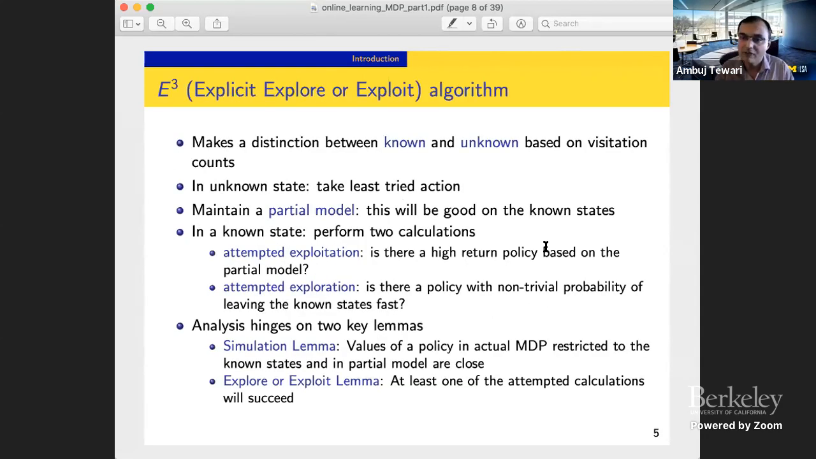Okay, so I want to lead into the UCRL2 algorithm, but I want to talk about very briefly two other landmark algorithms, ECubed and RMax, before I get to UCRL2. I'm not going to go into the details of ECubed and RMax, just give you a very brief overview. So ECubed, the name comes from the three words explicit, explore, or exploit.